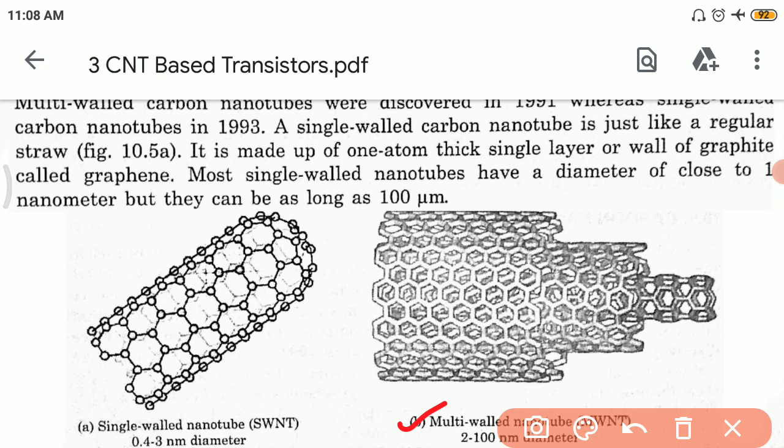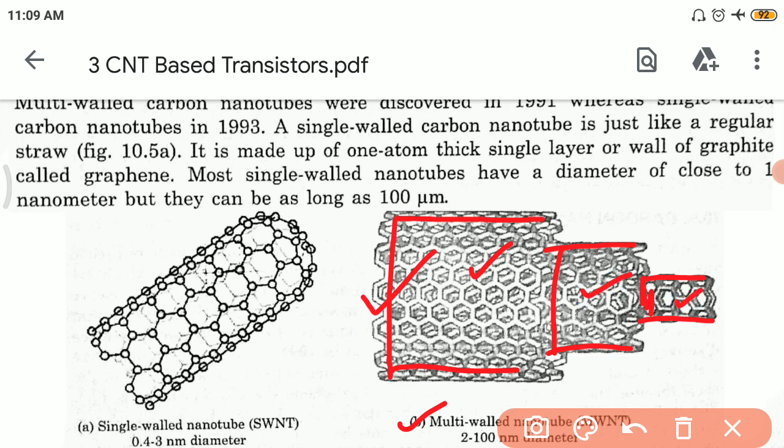So this multi-walled carbon nanotube is actually a collection of nested tubes. You can see this is one tube, this is another tube, this is another tube, so these are nested, and continuously increasing in diameter. This one has a diameter comparatively less than this one, and the greater diameter is this one. So the diameter is continuously increasing. Thus, multi-walled nanotubes are actually nanotubes within nanotubes.